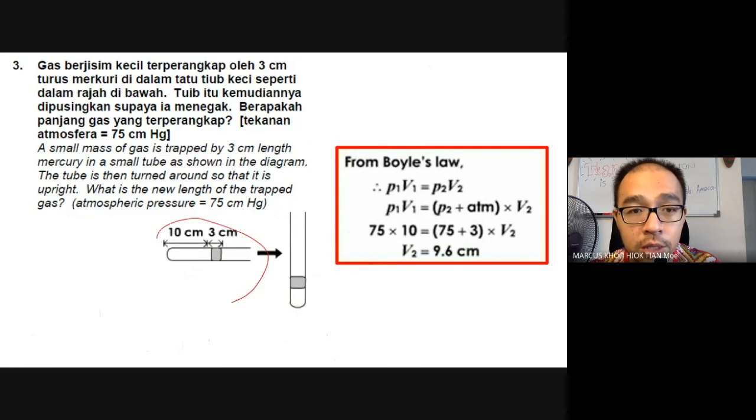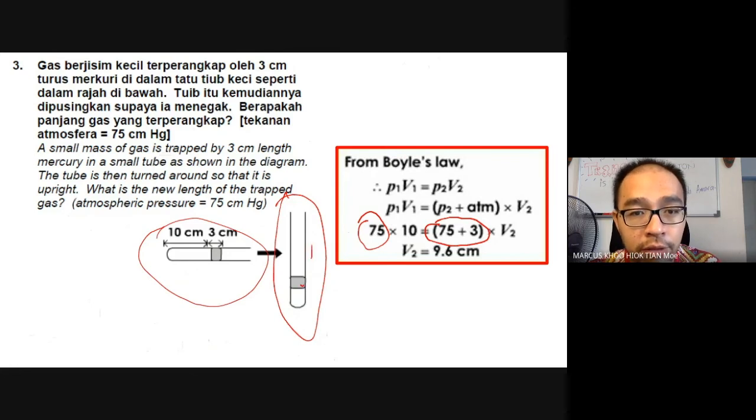So in the first situation, the pressure is only 75. But in the second situation, which is this, the pressure now includes the pressure because of the mercury. So there's 75 plus another 3. This 10 over here, we used to represent the first volume, and then we use Boyle's law to find the volume of this second one. So in this case, because of the added pressure in 3 cm, the volume has decreased to 9.6.